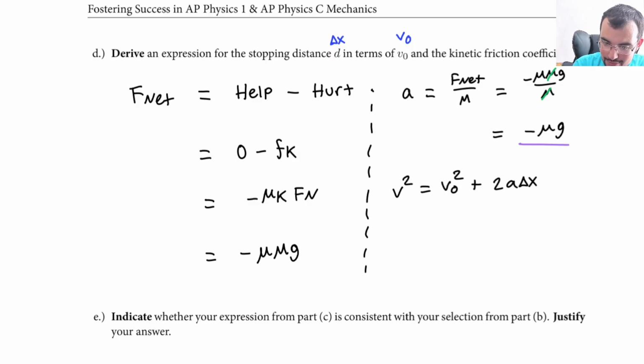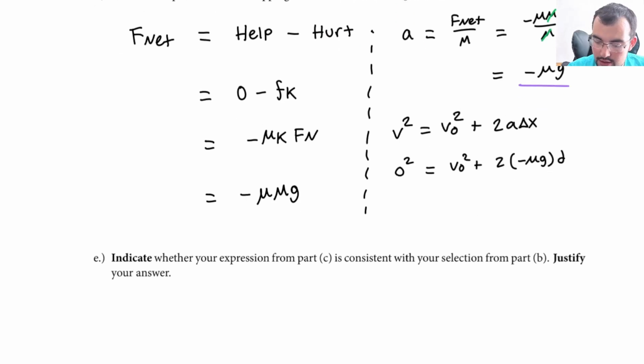So we stop at the end. We're eventually going to be stopped. So 0 squared equals v0 squared plus 2 times negative mu g times d. So 2 mu gd would be equal to v0 squared. So d would be equal to v0 squared divided by 2 mu g.